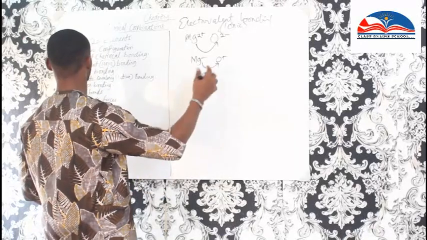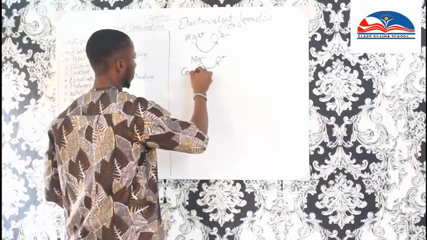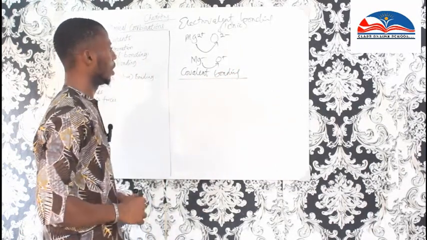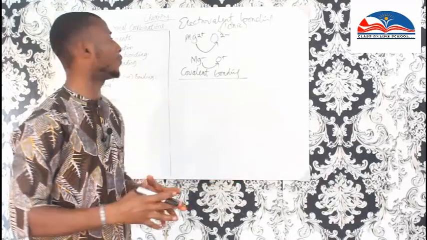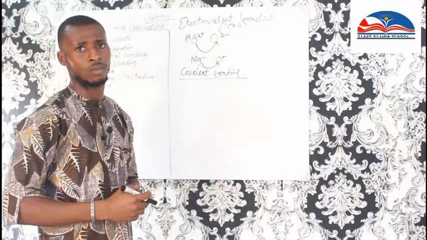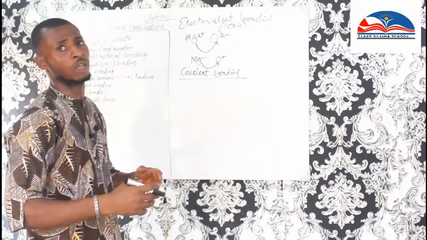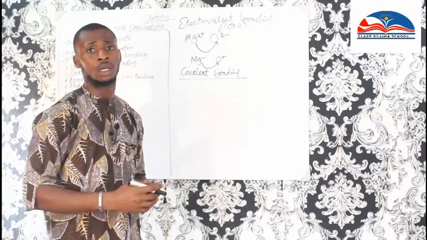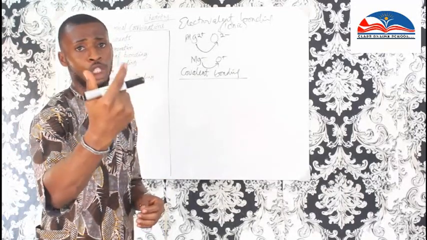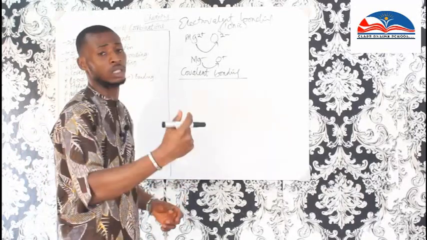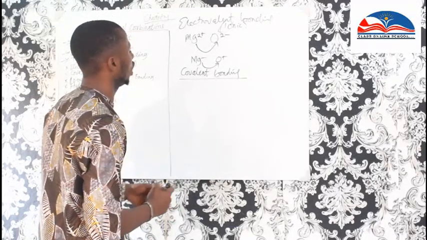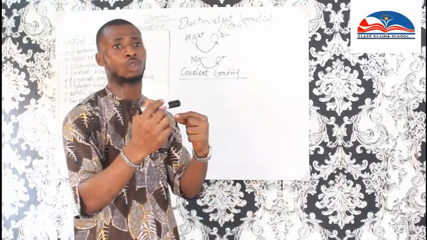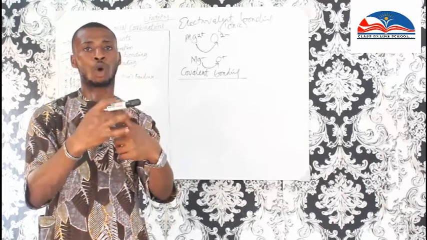Alright, the next one we are going to talk about is covalent bonding. This bonding is quite different from electrovalent bonding. In this bonding, it does not involve a metal and a non-metal. What happens is that electrons are being shared. It is characterized by the sharing of electrons, in which individual elements give out single electrons to form an electron pair.